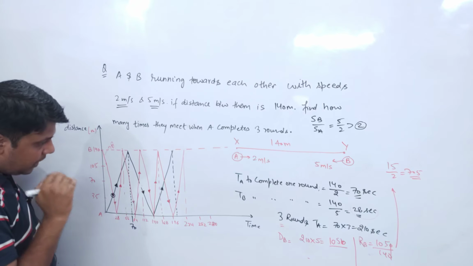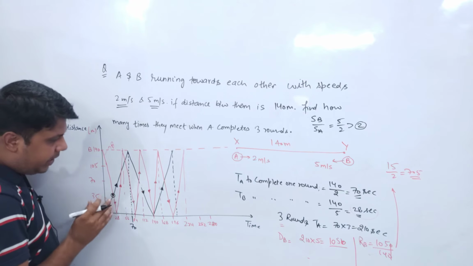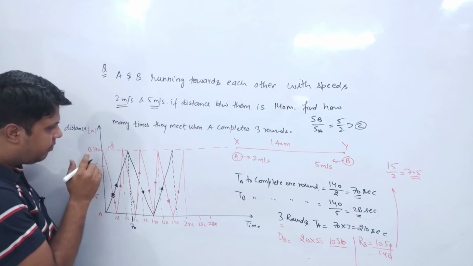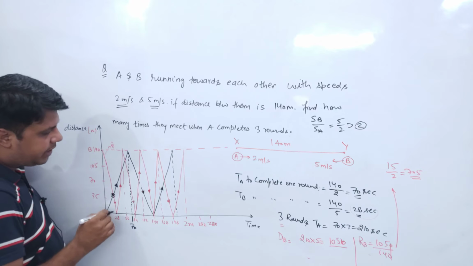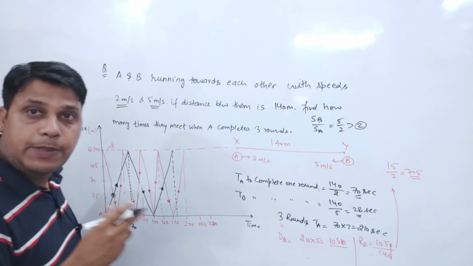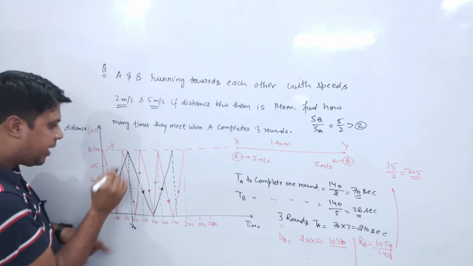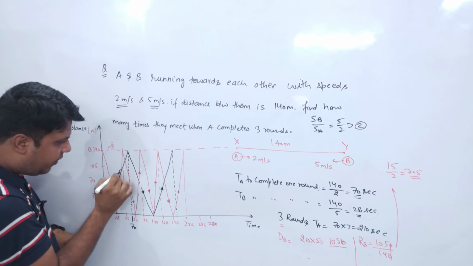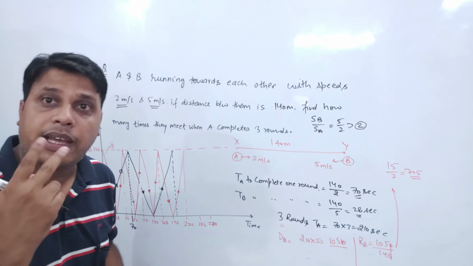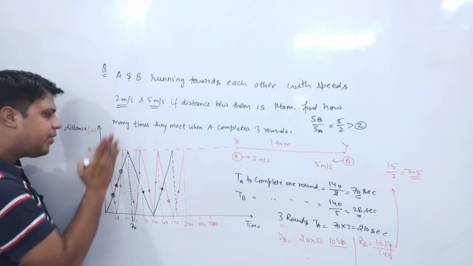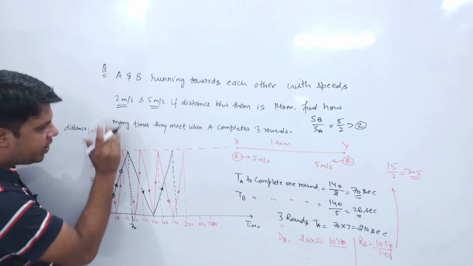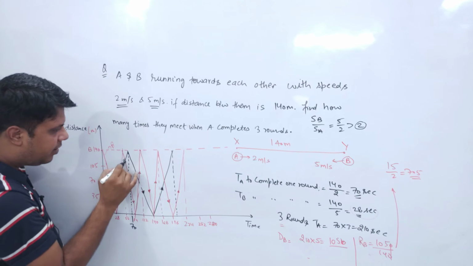Now B is going from, B is at A, or we can say this location is X. So B is coming to A's place, then starts moving back. So there will be a second meeting. Whenever the graph is intersecting, they are actually meeting. And now B is returning and A is again in the first round. So this is again 3 times.